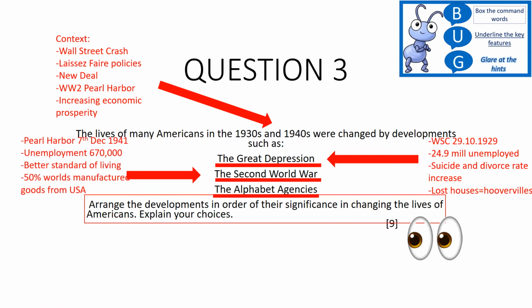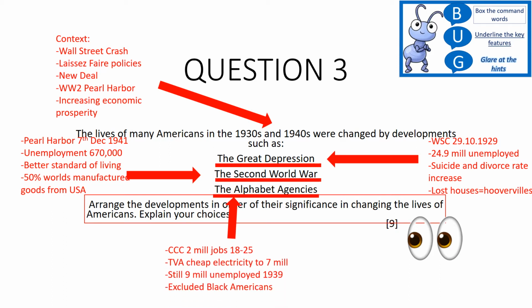Second World War, you've got Pearl Harbor, the 7th of December 1941, unemployment being reduced to 670,000. There's a better standard of living. 50% of the world's manufactured goods are now from the USA. And then you've got the alphabet agencies, including the CCC, which gives 2 million jobs, the TVA, which gives cheap electricity. There's still 9 million unemployed by 1939, and it excludes Black Americans.